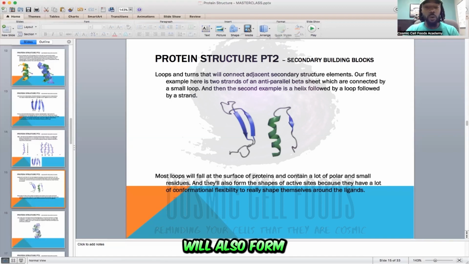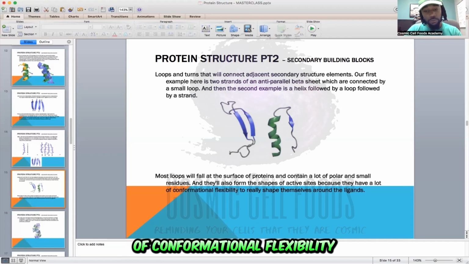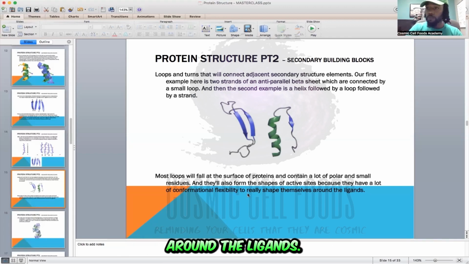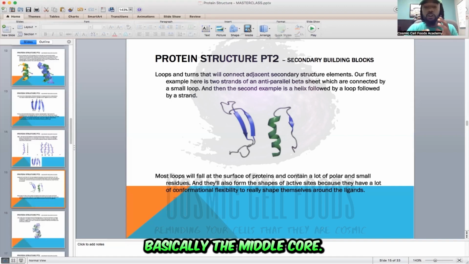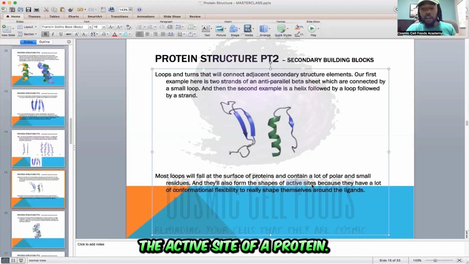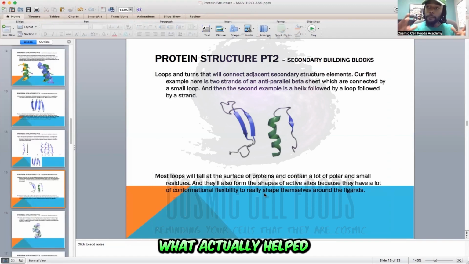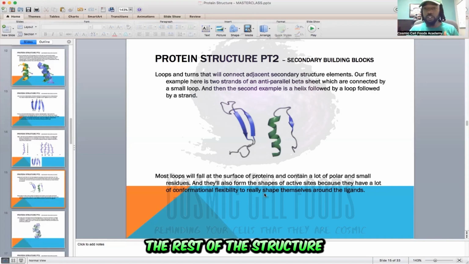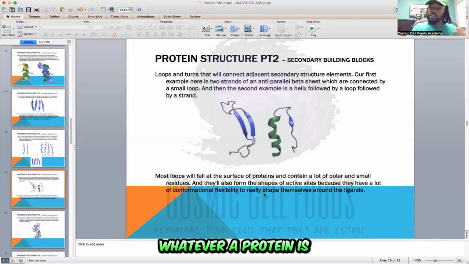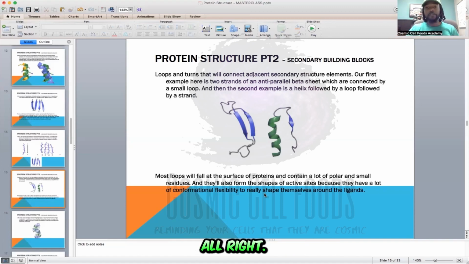All right. These loops will also form the shapes of the active site because they have a lot of conformational flexibility to really shape themselves around the ligands. So this simply means in proteins, there is an active component within basically the core of what they're calling the active site of a protein. These loops is what actually help hold these active sites together. And this is a lot of times where these loops get its information from, and to be able to help build the rest of the structure of the protein to do whatever a protein is needing to do within the body. All right. Such as hemoglobin.